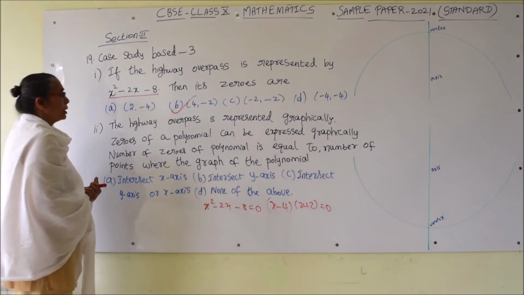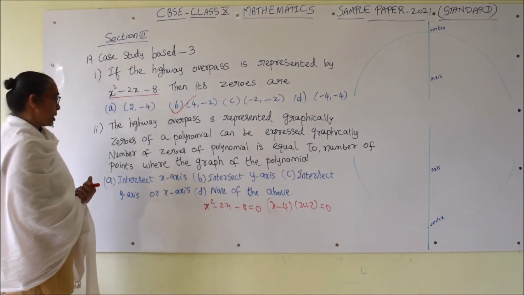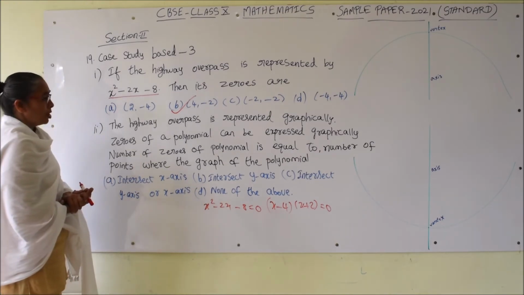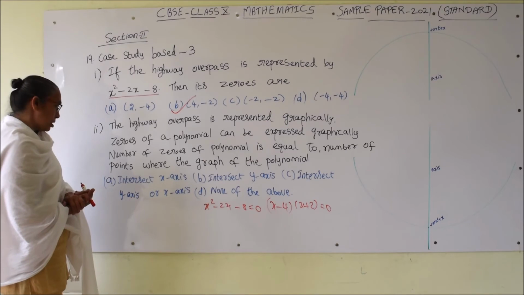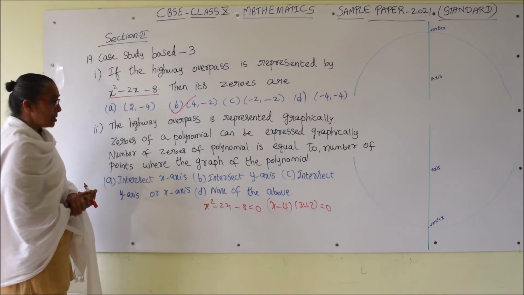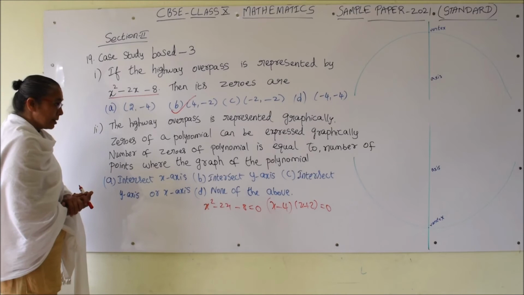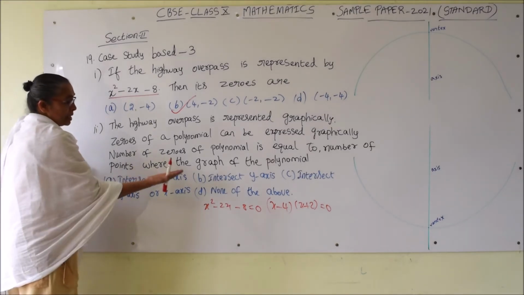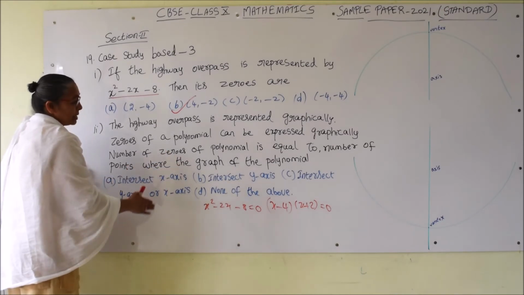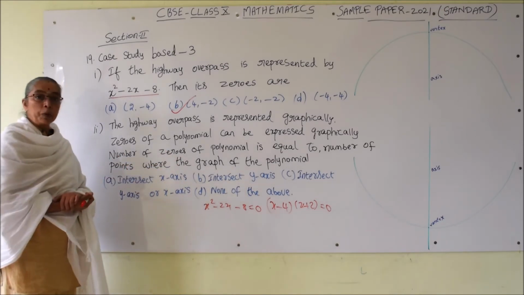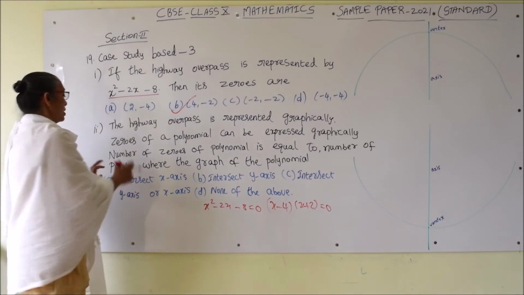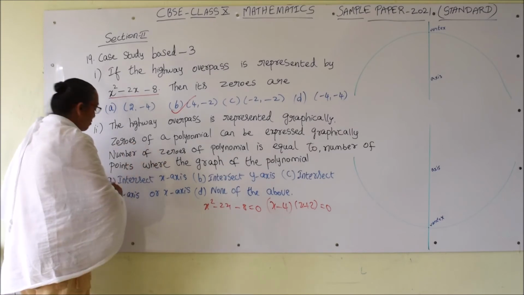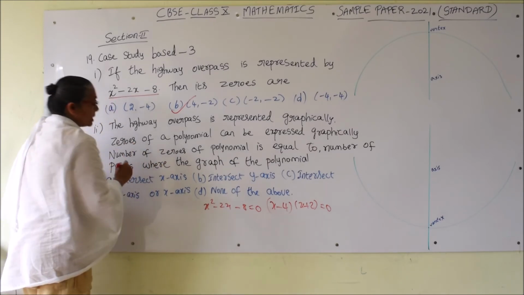Question number 2, the highway overpass is represented graphically. So, which one did we learn now? Zeros of a polynomial can be expressed graphically. The number of zeros of a polynomial is equal to the number of points where the graph of the polynomial intersects the x axis, or y axis, or none of the above. Yes, the number of zeros of a polynomial is equal to the number of points where the graph of the polynomial intersects the x axis.